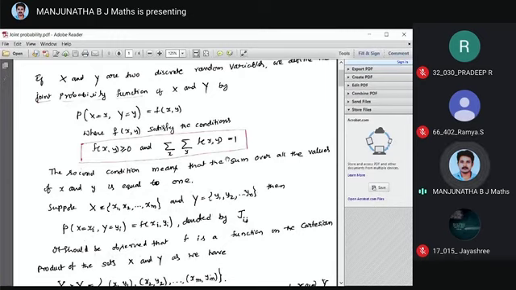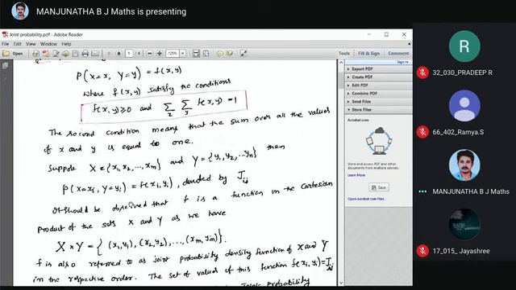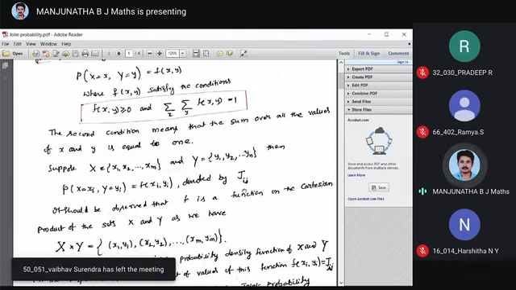The second condition means the sum over all the values of x and y is equal to 1. Suppose X takes values x1, x2, up to xm, and capital Y takes values y1, y2, up to yn. Then probability of X equal to xi, Y equal to yj is denoted by f of xi comma yj, and this is denoted by Jij. J stands for joint distribution ij. So what is J11? That is f of x1 comma y1. What is J12? f of x1, y2. What is J23? That is f of x2, y3, etc.